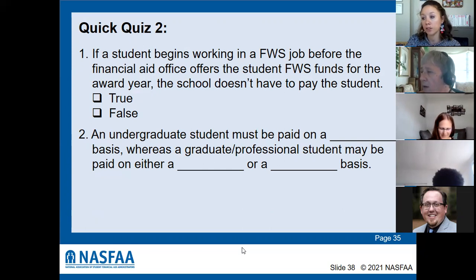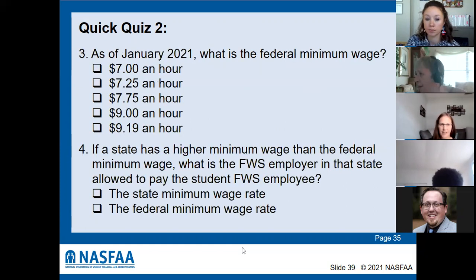Hourly or salary. Great, thank you so much. Perfect. So as of January 2021, what is the federal minimum wage? $7.25. That is correct, and that has been since the year of 2009. So I know it's been in the news lately, so hopefully that'll get changed.